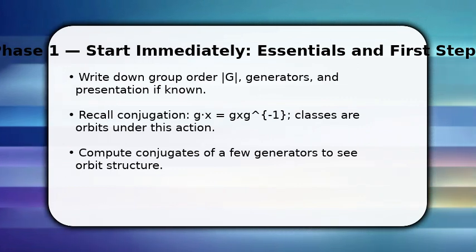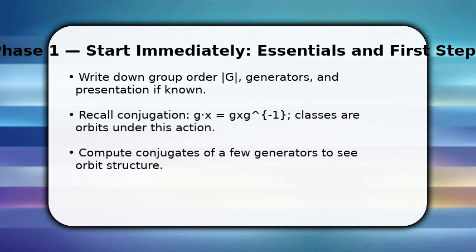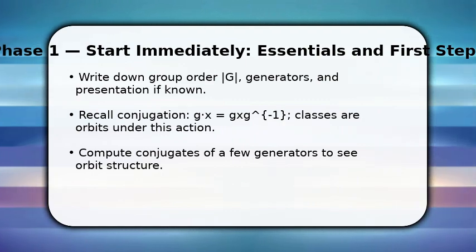You should do this immediately for a representative set of elements rather than every element. Make sure to note when conjugation sends an element back to itself, since that hints at a non-trivial centralizer. This idea will speed later counting.